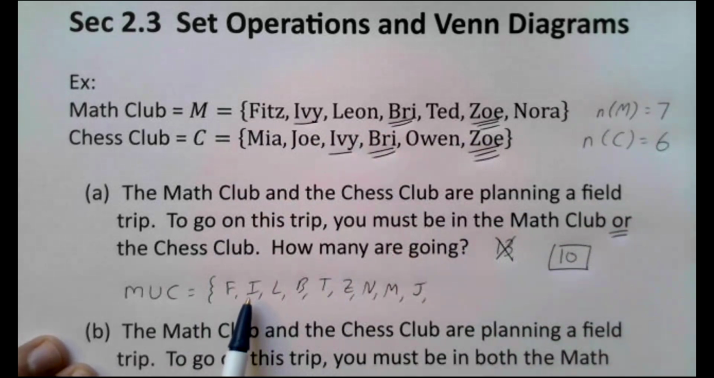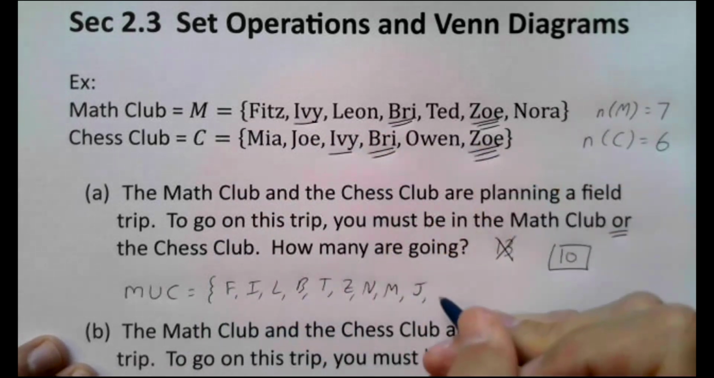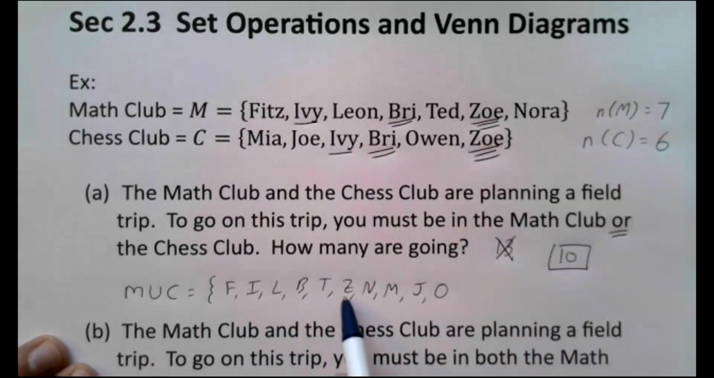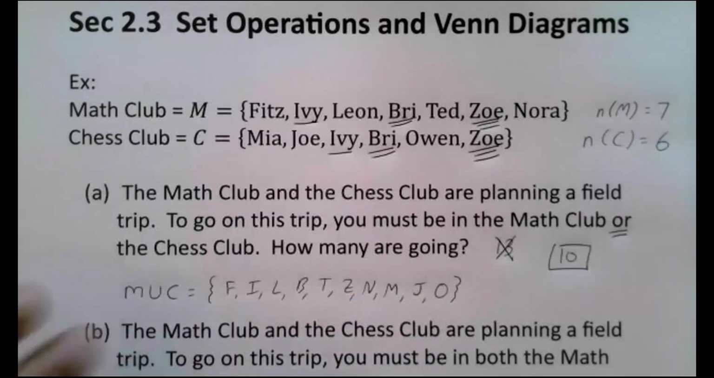We already have Ivy accounted for. I don't need to buy another ticket for Bree. We already have Bree accounted for. I do need one for Owen, but I don't need one for Zoe. Zoe's already there. There's 10 people here: 1, 2, 3, 4, 5, 6, 7, 8, 9, 10. There would be 10 people going on this trip.